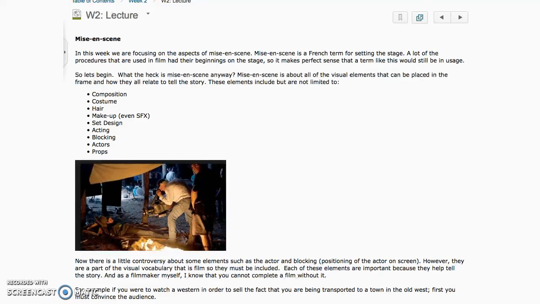Mise-en-scene is about all of the visual elements that can be placed in the frame and how they all relate to tell the story. These elements include, but are not limited to, composition. When you think about composition, you're looking at shot sizes. Remember, we talked about that before. Shot angles and camera movement. This is all about composition. So composition, it's what is in the frame. So if that little box that you're looking at is the picture, that's the frame. Okay? So whatever is within that frame, all the action that's going on there, that's your composition.